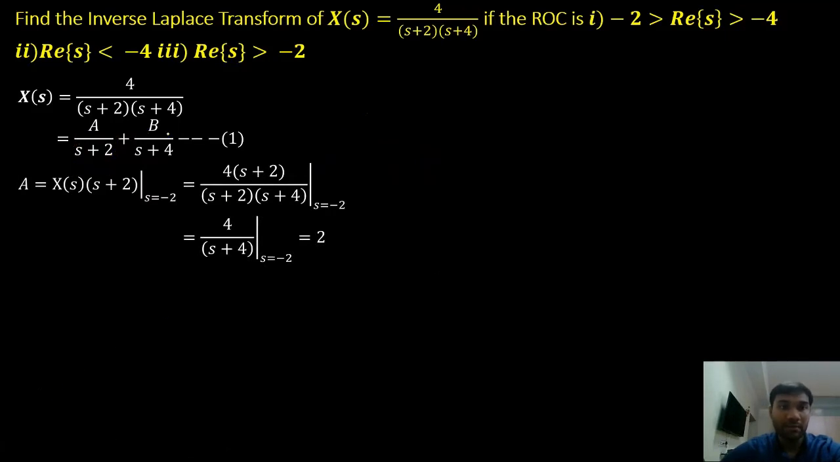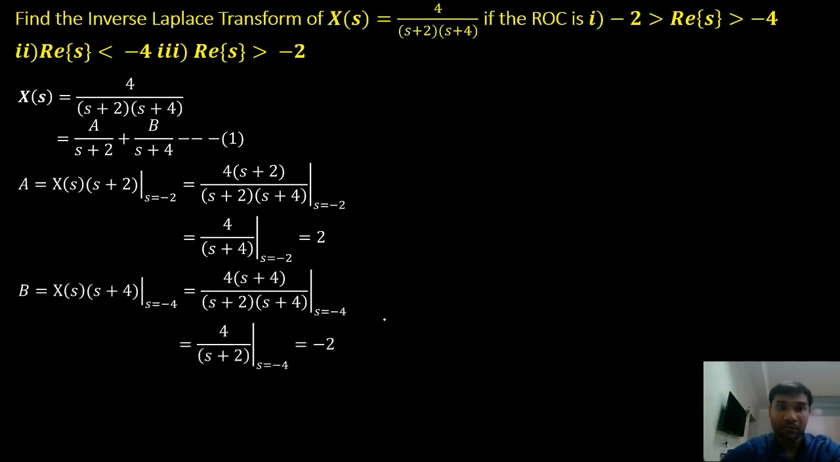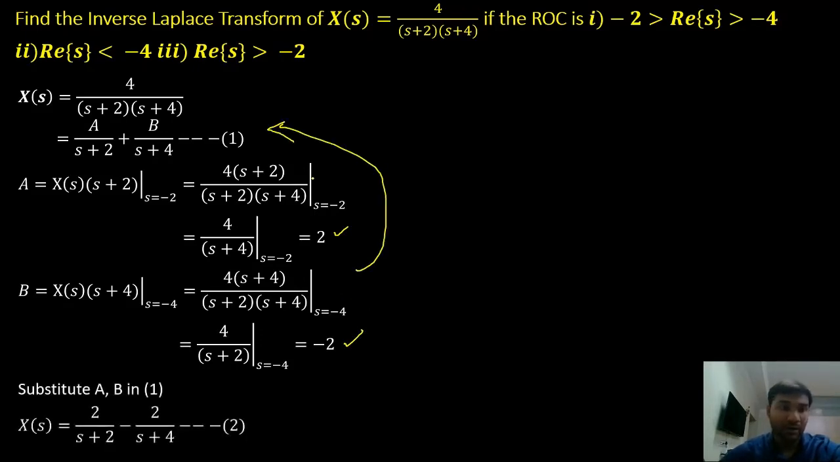Similarly, I'll find B. For B, I'll multiply X(s) with (s plus 4), and in place of s, I'll substitute minus 4. Then I will have B equal to minus 2. So I have found out the A value and B value. I'll substitute these in equation 1. What will I get? I'll get 2 by (s plus 2), B is negative 2, so minus 2 by (s plus 4). So this is my simplified version of the Laplace transform that is given in the question.